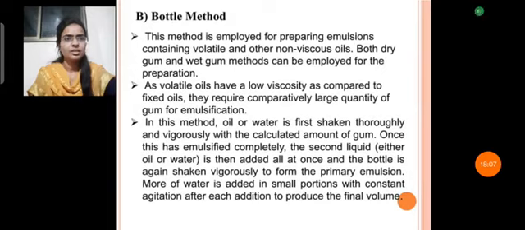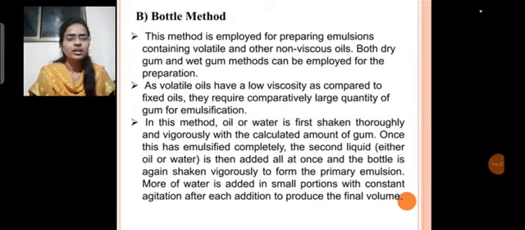Again, the bottle is shaken vigorously to form the primary emulsion. After that, more water is added. Again, water is added in small portions and agitated vigorously to form the final volume of emulsion.